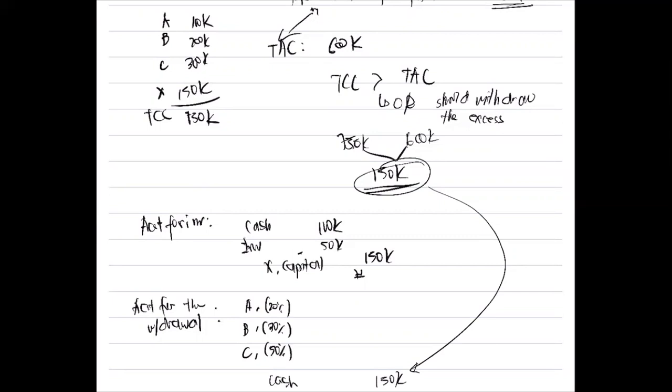So 150,000 times 20% is 30,000. 150,000 times 30% is 45,000. And this is 75,000. Okay? So again, if ever your total contributed capital is greater than your total agreed capital, then we need to account for it as a withdrawal.